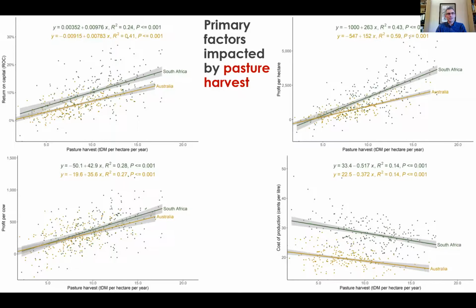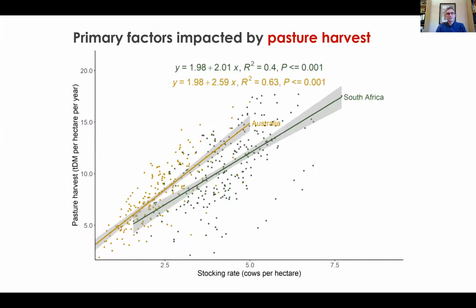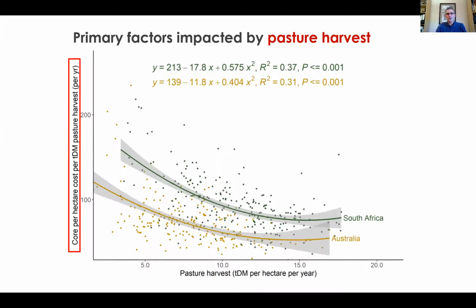What else does pasture harvest influence? This graph moves pasture harvest to the vertical axis. It has stocking rate in cows per hectare on the horizontal axis. The two trends are similar and strong, with increasing stocking rate significantly contributing to an increase in pasture harvest. This graph outlines the impact of pasture harvest on core per hectare cost per tonne dry matter of pasture. The trends are similar and strong, with increasing pasture harvest contributing to a decrease in core per hectare cost.